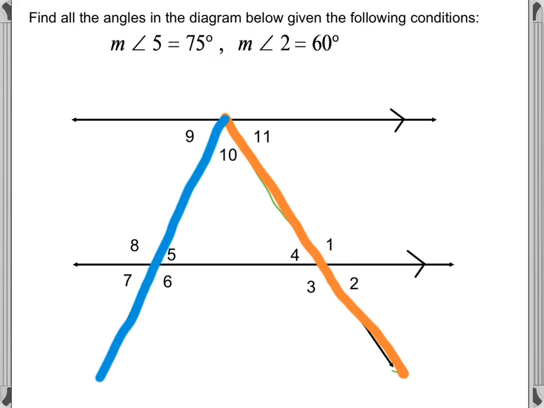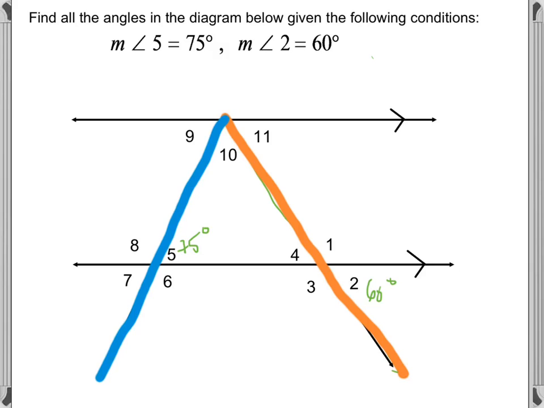So we want to be very careful about what we're calling interior and exterior, what we're calling corresponding, and what we name alternate interior, exterior, and same side interior and exterior, because we have two transversals here. Okay, so let's write the given information into the diagram. If angle 5 is 75 degrees here, and angle 2 is 60 degrees, we're supposed to use this information to find all the angles in the diagram.